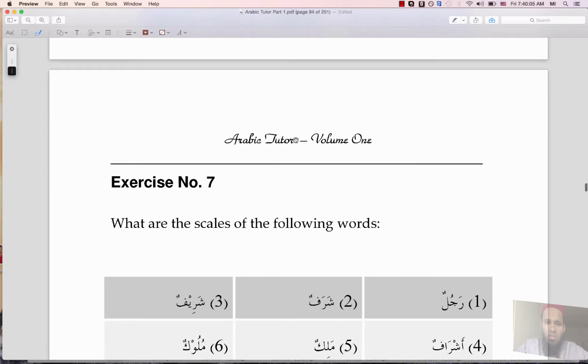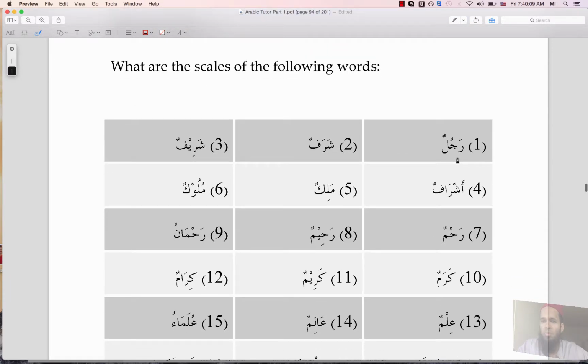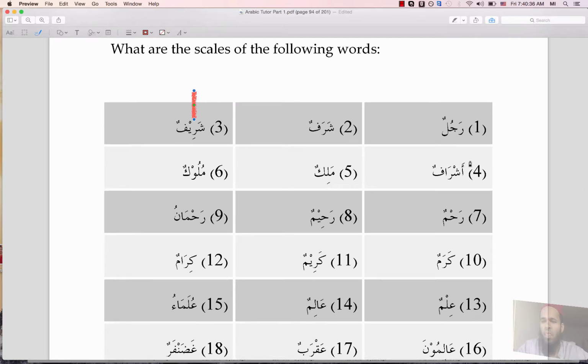Exercise number 7. What are the scales of the following words? Let's see, rajulun, fa'ulun, sulasi mujarrad. Sharafun, again fa'alun, it is also sulasi mujarrad. Sharifun comes from the second one, so it is sulasi mazid fi, because there is an extra ra over here. Sharifun comes from fa'ilun. Ashrafun, af'alun, the sharafa is the base, so it is khumasi, actually sulasi mazid fi, 3 root and 2 extra.